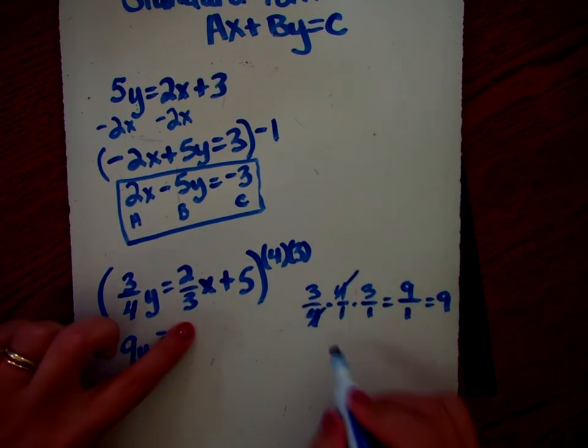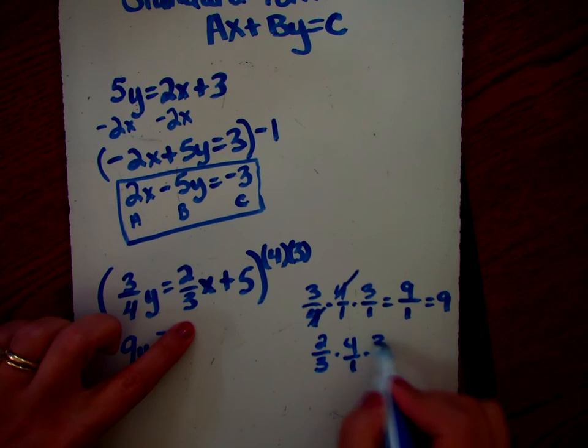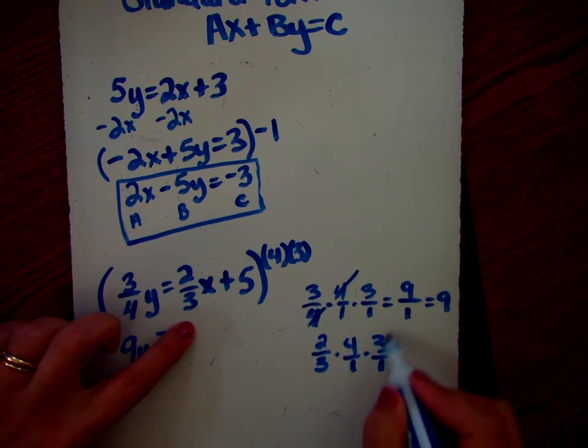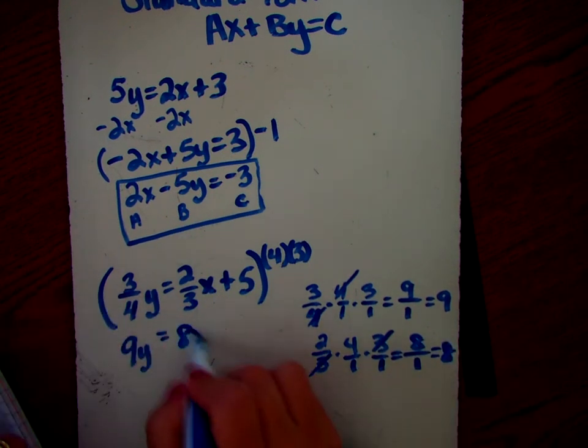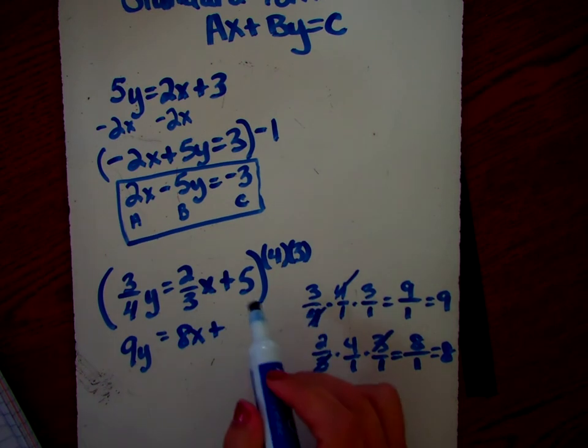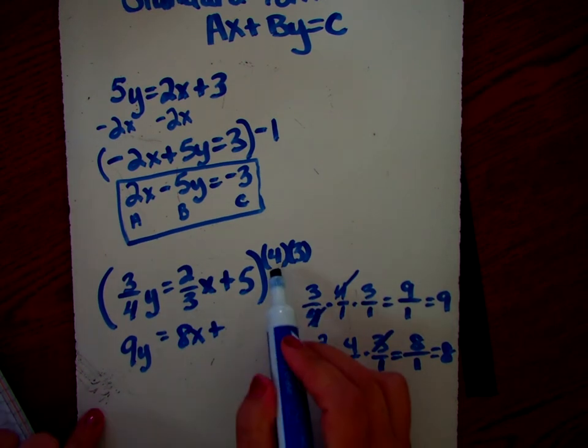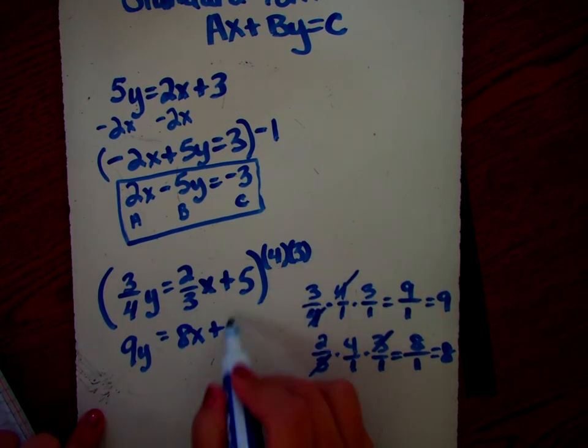Take 2/3. 2/3 times 4 times 3. What cancels? My 3's get canceled. And I'm left with 2 times 4 is 8. 1 times 1 is 1, which is just 8. So this becomes 8x. Nothing cancels with my 5, so 5 times 4 is 20, 20 times 3 is 60.